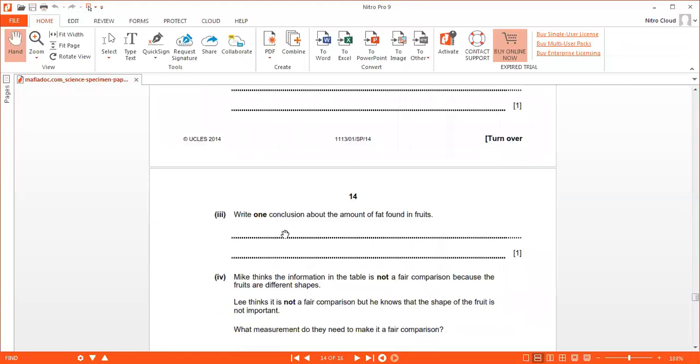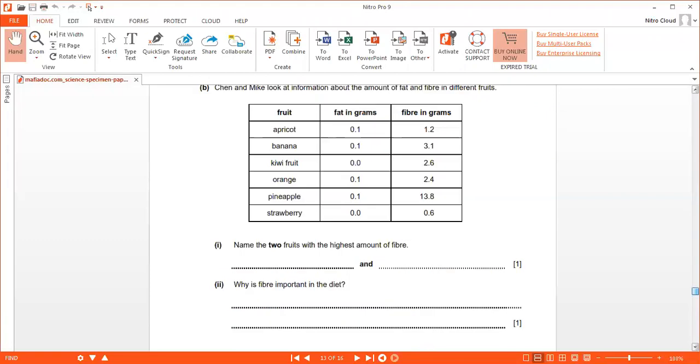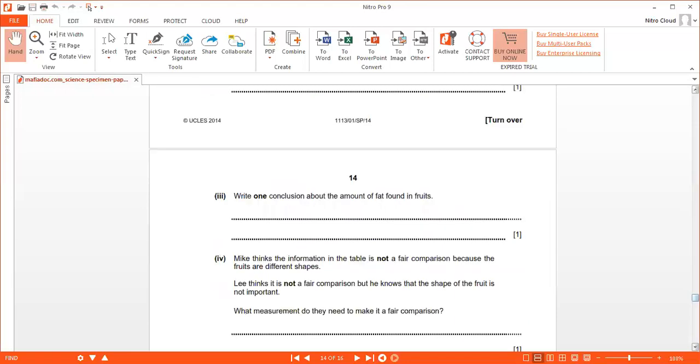III. Write one conclusion about the amount of fat found in fruits. Conclusion about the amount of fats. Look at the table. 0.10, 0.1. This means that fruits contain very little fats. Fruits contain very little amount of fats.